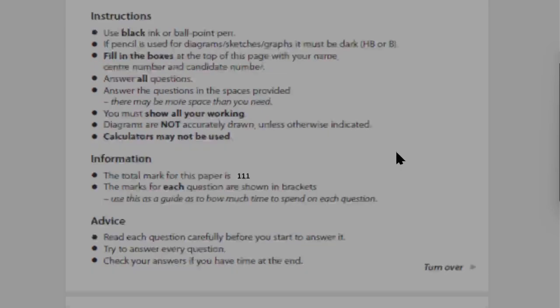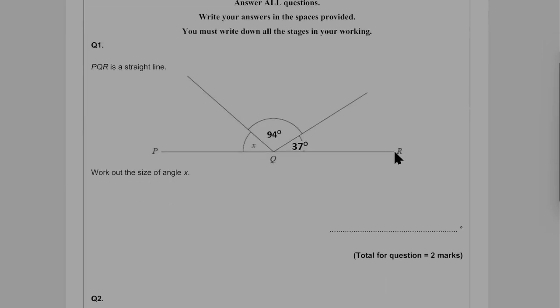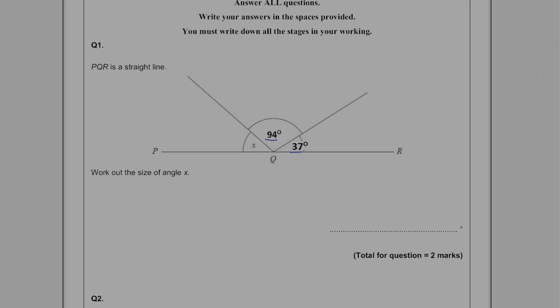Okay, so here's the paper and we will start. So question 1. PQR is a straight line. Work out the size of angle X. So the way that we need to do it is we need to add up the two known angles first of all, and then we'll take them away from 180.